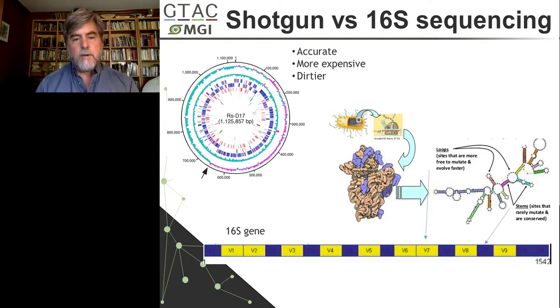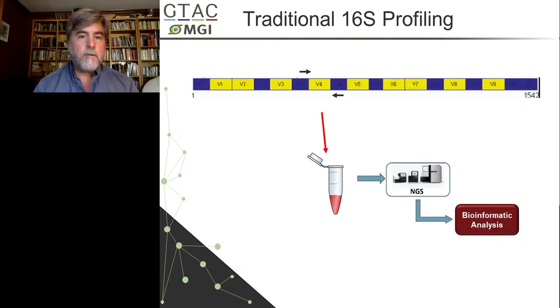The nice thing you can do here is take advantage of those conserved regions to design primers to do amplicon PCR. So you design primers for the blue domain. Those tend to work over lots and lots of species, and then you sequence across the yellow domain, which is species specific.